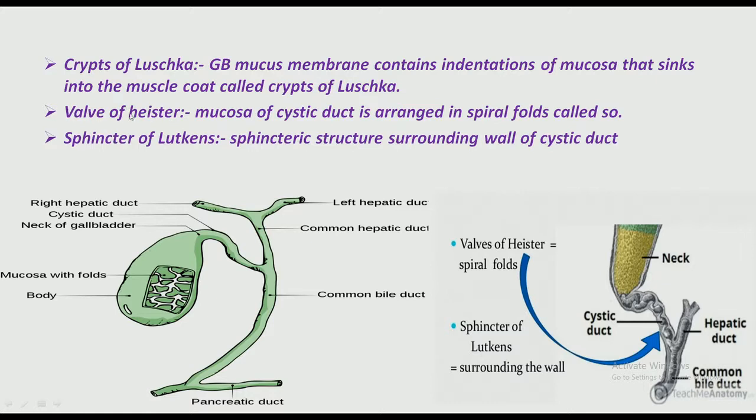Then we have the valve of Heister. Mucosa of the cystic duct is arranged in spiral folds. These are called the valve of Heister. So these are the valves of Heister. Again, there is the sphincter of Lutkens. The sphincteric structure surrounding the wall of the cystic duct is called the sphincter of Lutkens. So you can say the wall of the cystic duct is surrounded by the sphincter of Lutkens.